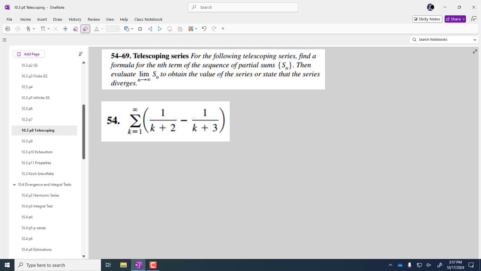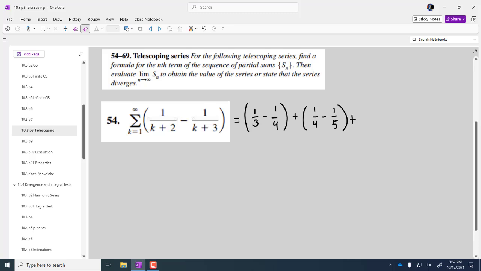Okay, so with telescoping series, let's notice why they are called telescoping. If we were to write this out in expanded form, we first plug in the 1, and we're going to have 1/3 minus 1/4. That would be the first term. The second term will be found by plugging 2 in for the k, so we're going to have 1/4 minus 1/5. The third term, we plug in 3 for the k, so 1/5 minus 1/6.